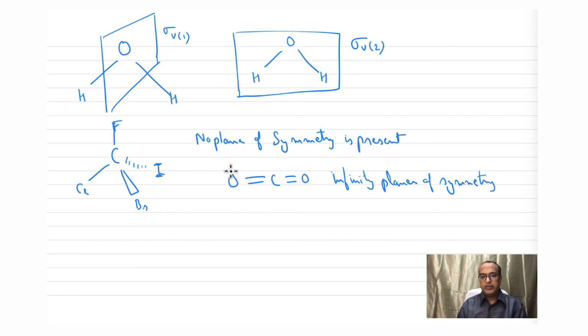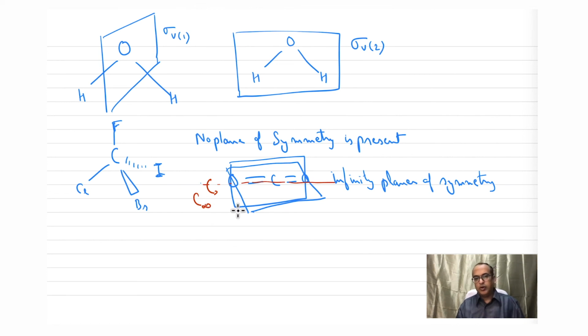So infinity planes of symmetry, as in, you have this plane, then at a slight angle to this there would be another plane, at a slight angle to it. So it will be all across this axis. So you have this axis going on, C infinity going through this, right? So this is C infinity.